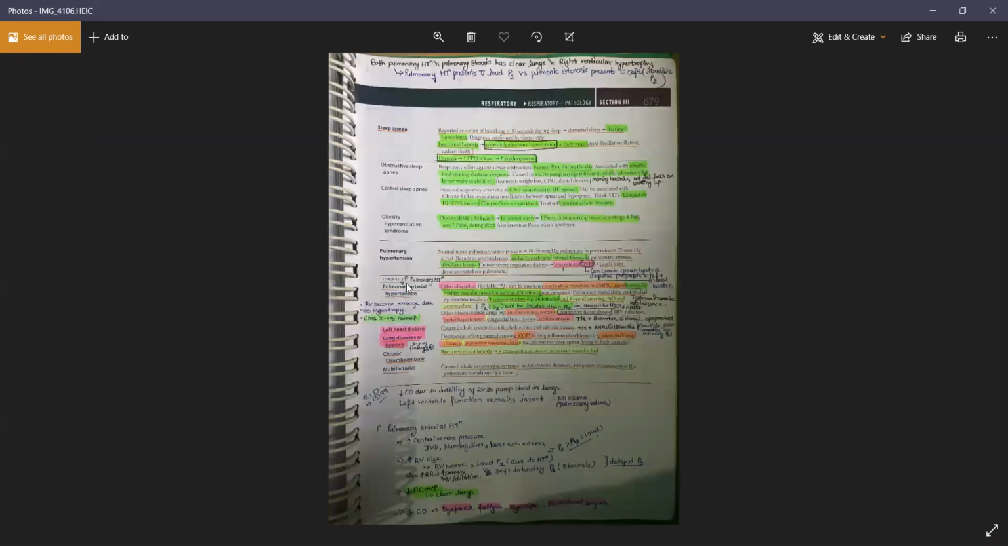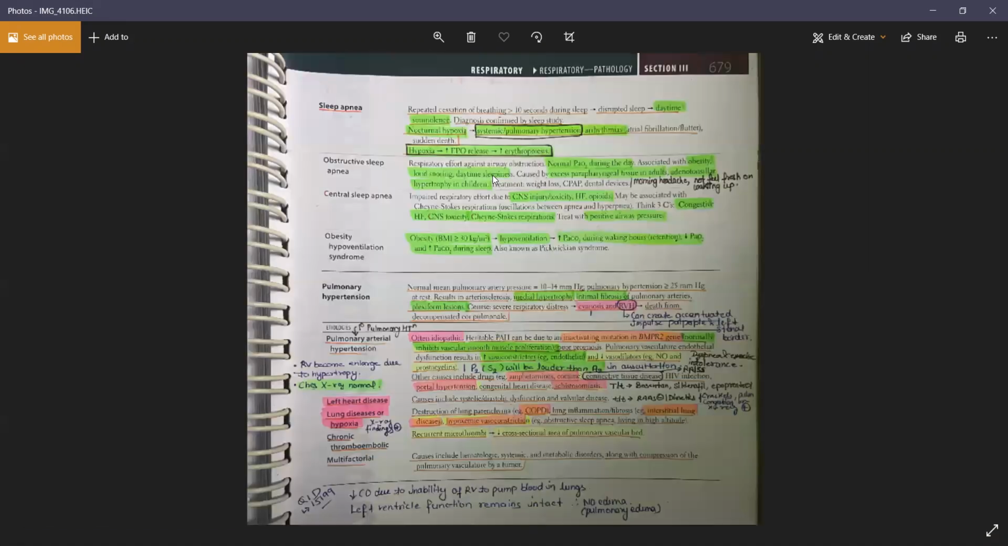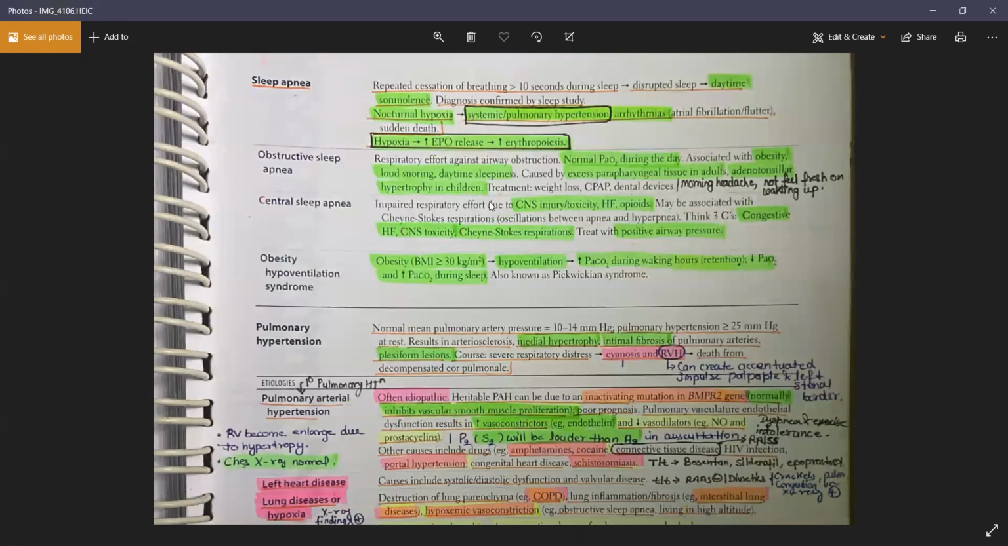Now you have the sleep apnea. In the psychiatry lecture, we discussed the sleep apnea. Remember, I told you how to differentiate between narcolepsy and sleep apnea? You won't remember, right? Narcolepsy will have those hypnopompic and hypnagogic hallucinations.